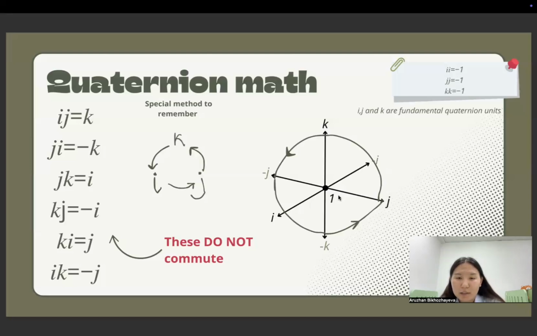I multiplied by 1 equals i, right? But i multiplied by j equals k, we know it. And i multiplied by k equals minus j. And it goes like this circle. And it also shows this relation.